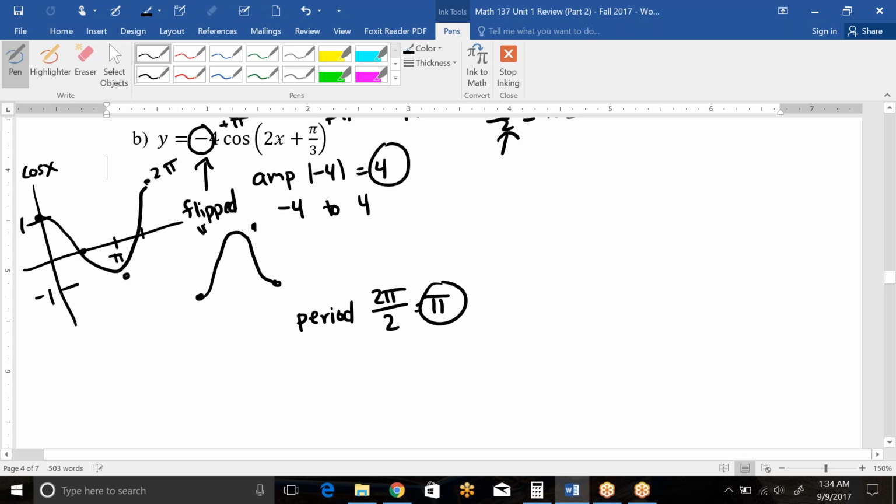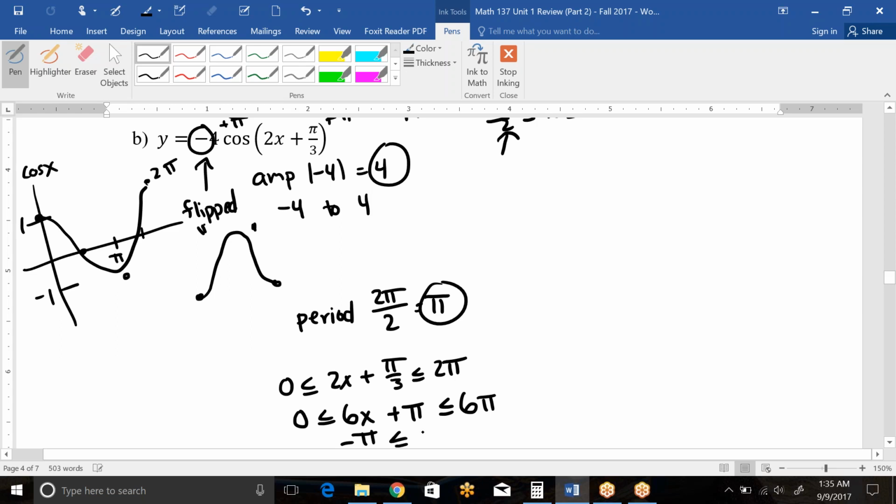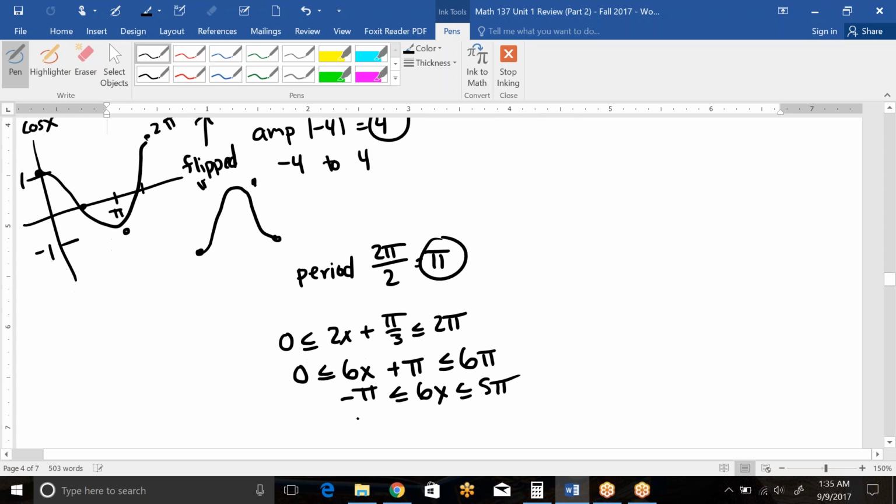Our phase shift we find by putting this in between 0 and 2 pi, since that's the normal period. I would multiply everything by 3. So that's 6x, that's pi, that's 6 pi. Subtract the pi's from the middle, and then divide everything by 6. So this is a starting value of negative pi over 6 and an ending value of 5 pi over 6 for one cycle. So my phase shift is that we're going left pi over 6.